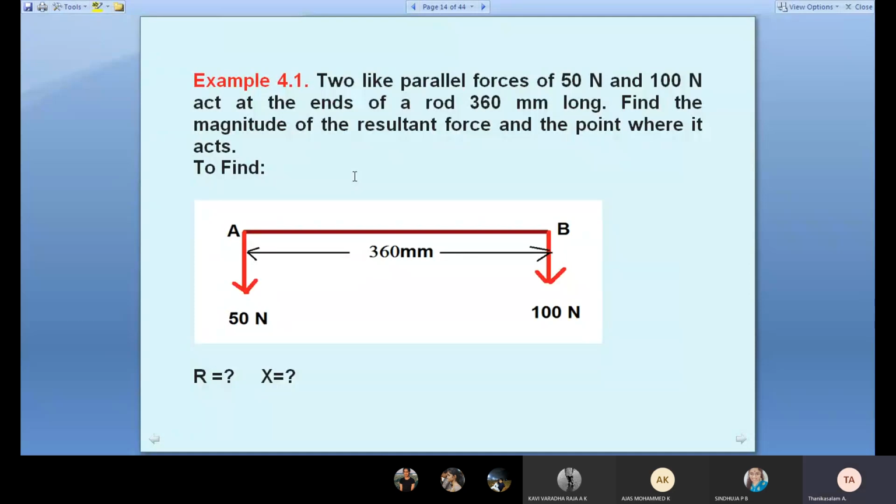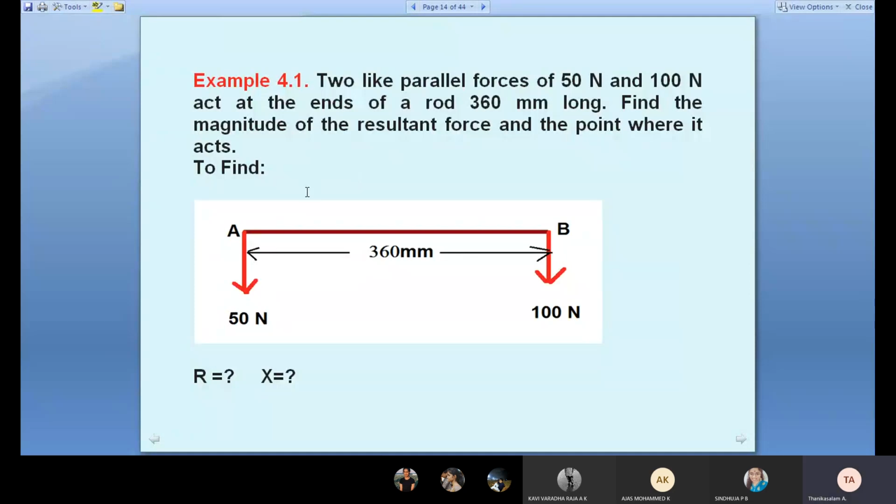What does the question ask? Find the magnitude of the resultant, and then the point where it acts. So I locate X. They asked what the resultant is, and then where it acts on the rod AB.